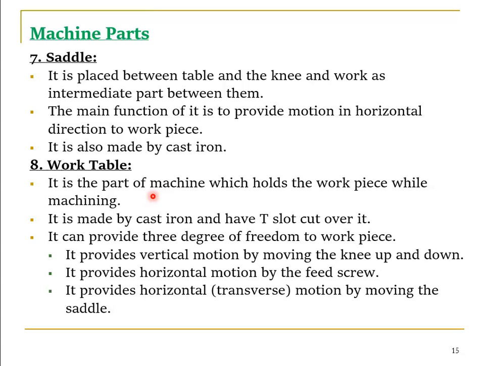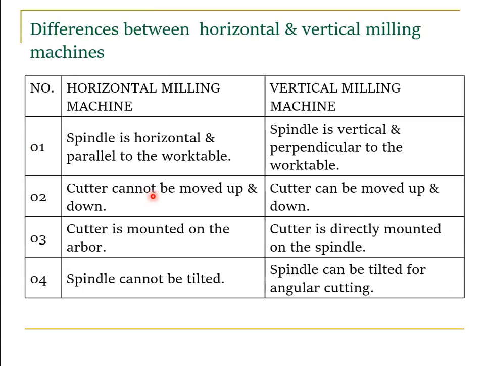One is that it provides a vertical motion by moving the knee up and down. Again, it provides a horizontal motion by the feed screw. It provides a horizontal traverse motion by moving the saddle. So it provides 3 degrees of freedom. One is vertical motion by moving the knee up and down, so the work table moves as the knee moves up and down. For horizontal movement we have a feed screw. For horizontal traverse movement we have a saddle. Right, this is the workpiece motion.